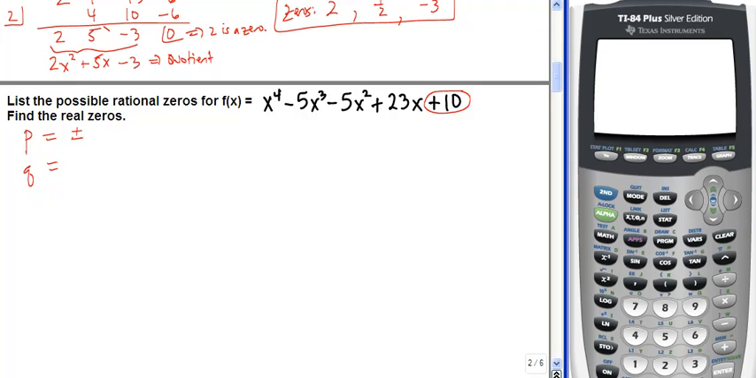So obviously that would be plus or minus 1, or plus or minus 10, since 1 and 10 make 10, or plus or minus 2, and plus or minus 5, since 2 and 5 make 10. So those are all the factors of 10. Then your q's are your factors of your leading coefficient, which in this case is just an implied 1. So the only divisors of 1 would be 1 itself.